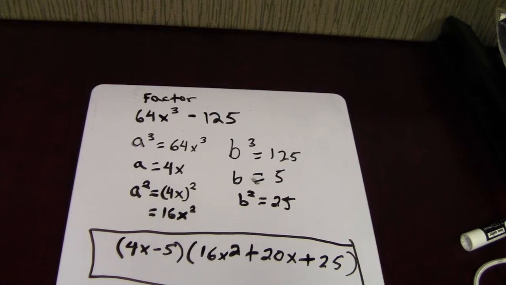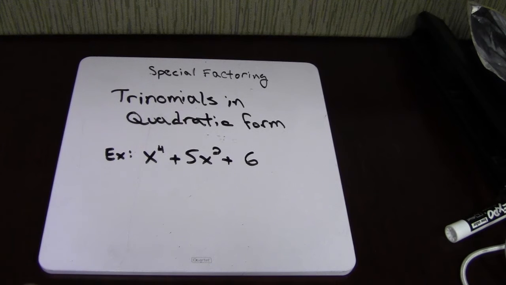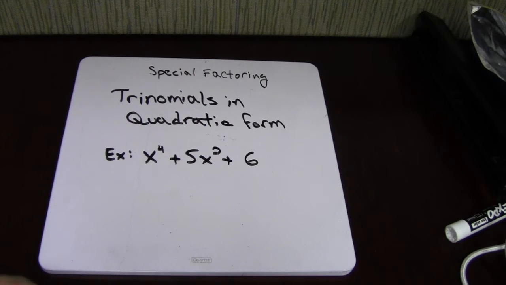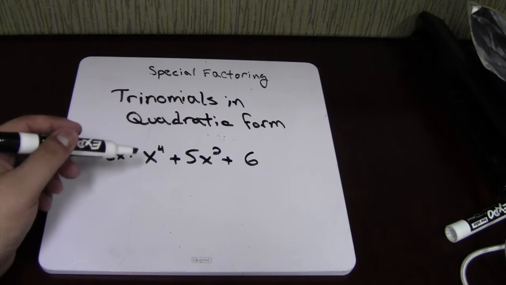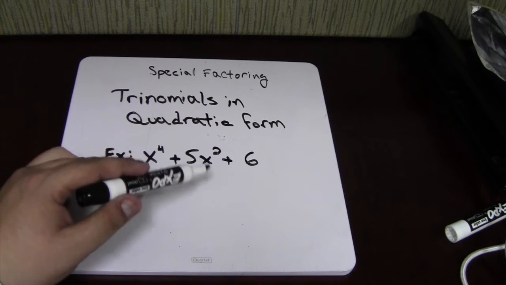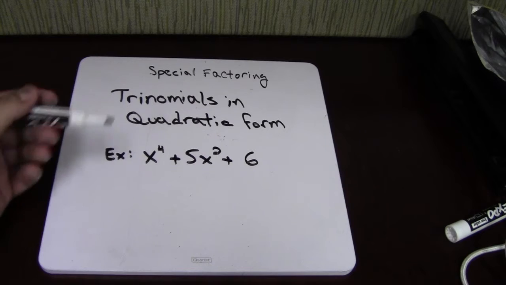All right, let's take a look at some more special factoring. Sometimes you may have to factor something that is in quadratic form, but it's not quite something that we're used to seeing. However, there is a technique in this section that we can use to turn it into something we're more used to seeing. Take a look at this example. What we have here is x to the fourth plus 5x squared plus 6. We're not used to seeing it like this, so what can we do here?